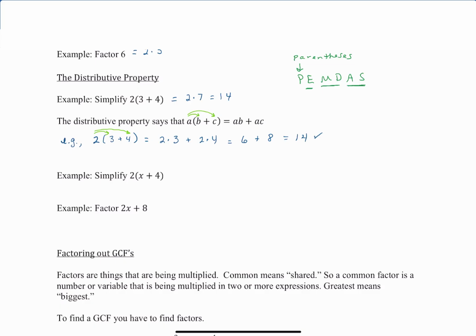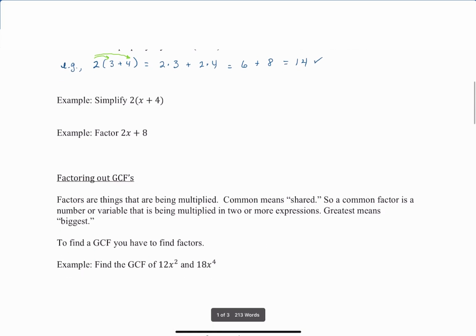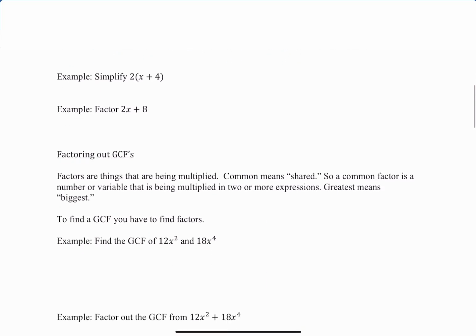Well, let's look at the next example. Simplify 2 times (x plus 4). Here we run into a problem because I don't know what number x is. It could be standing in for any number. So that means I cannot perform the addition in the parentheses. I can't do x plus 4 because I don't know what x is.